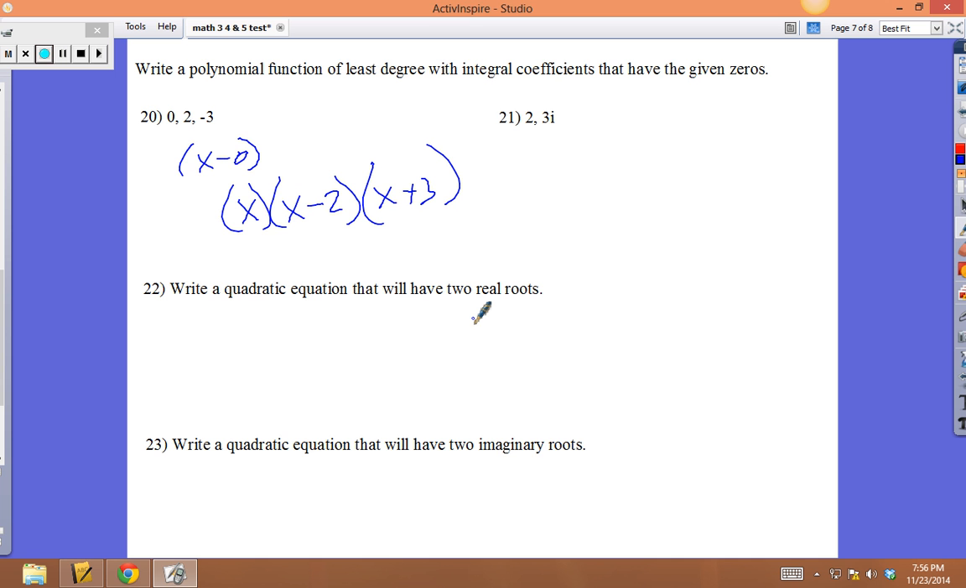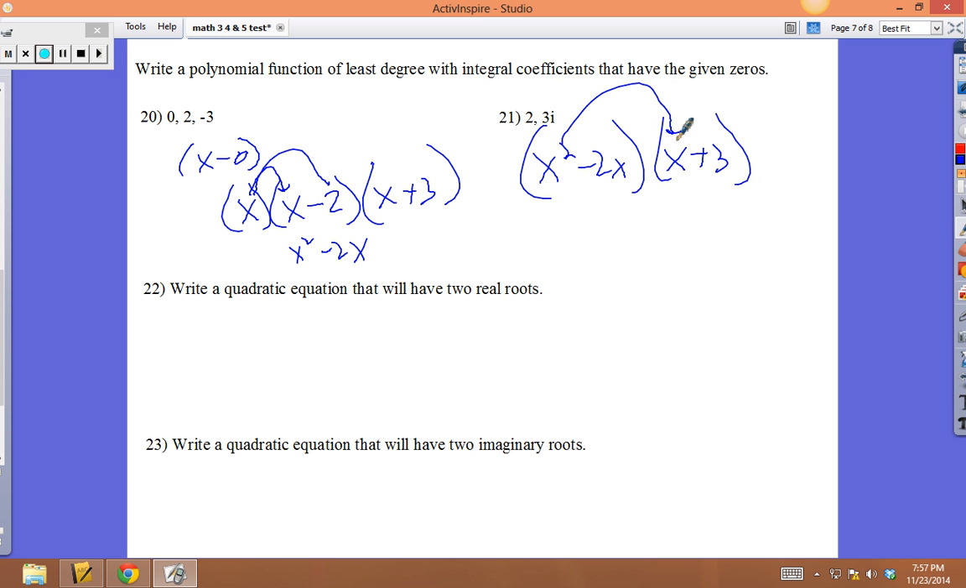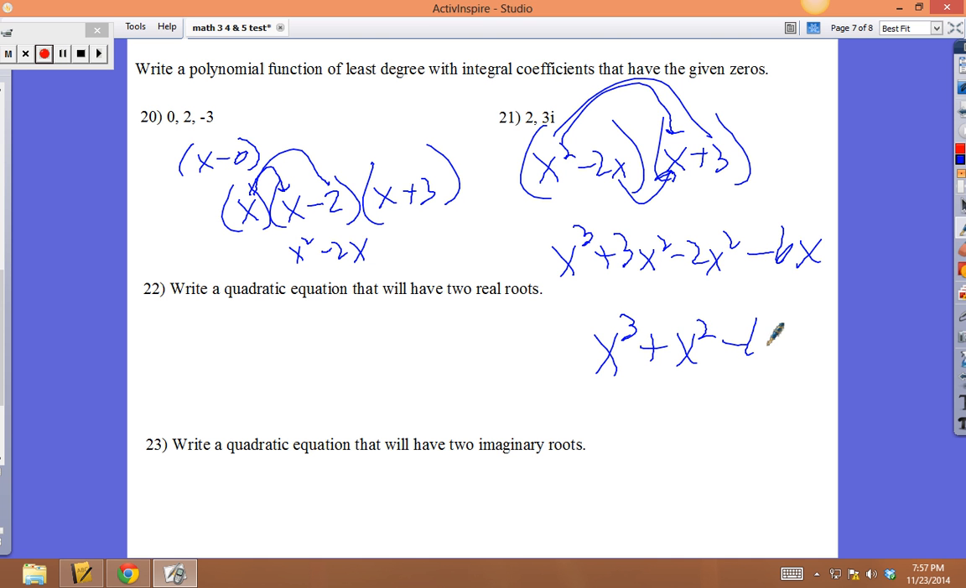Okay, now distribute through. x times x is x squared. x times negative 2 is a negative 2x. So I'm going to take that answer, x squared minus 2x, and I'm going to times it to the x plus 3. So times this to this, that's x cubed, times this to this, plus 3x squared. Negative 2x times x is a negative 2x squared. Negative 2x times 3 is negative 6x. So x cubed plus x squared minus 6x. That's the polynomial that gives you those three roots, and those three roots are all real.